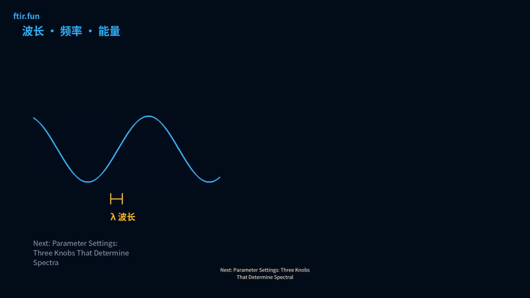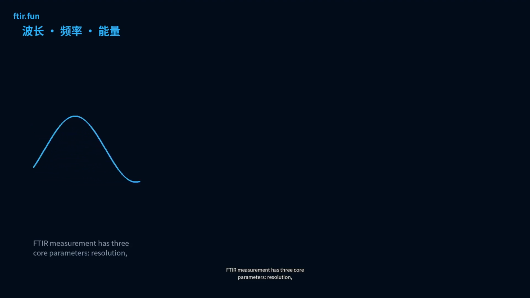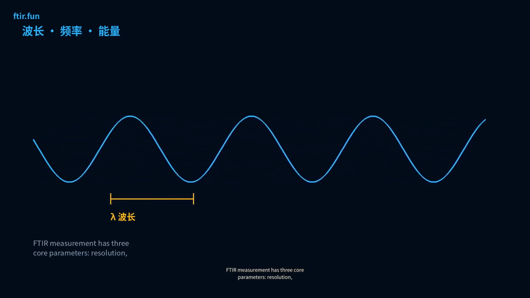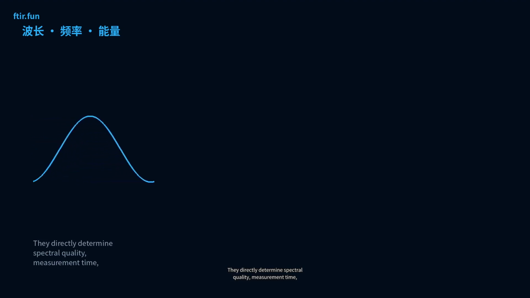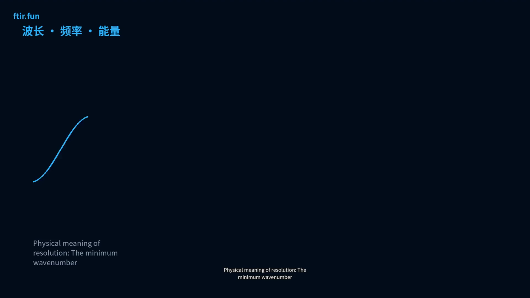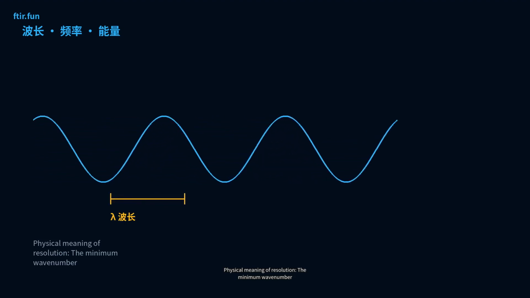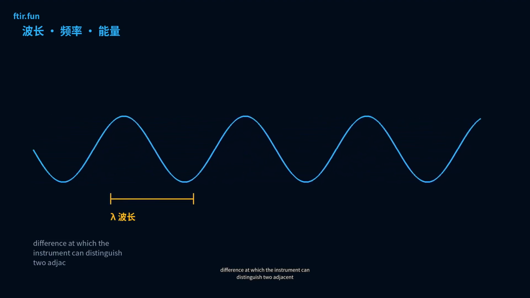Next, parameter settings: 3 knobs that determine spectral quality. FTIR measurement has 3 core parameters: resolution, number of scans, and spectral range. They directly determine spectral quality, measurement time, and data size. Physical meaning of resolution: the minimum wave number difference at which the instrument can distinguish two adjacent peaks.